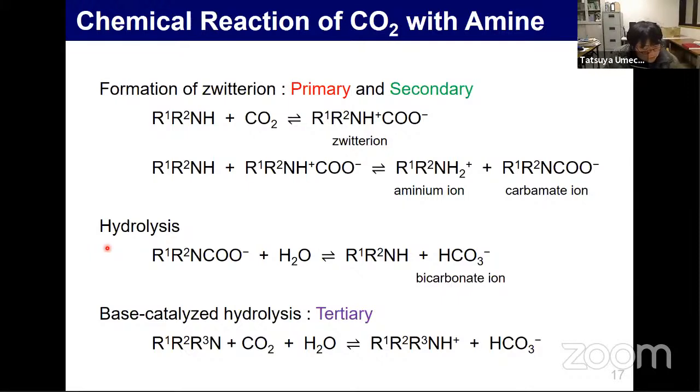The reaction of carbon dioxide with monoethanolamine, MEA, a primary amine, follows the mechanism of the formation of Zwitterion.